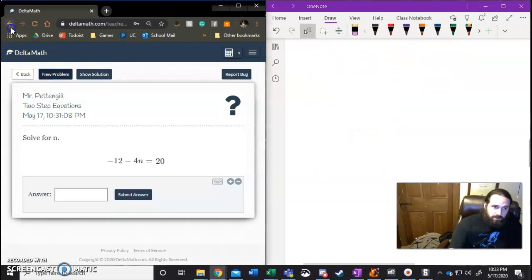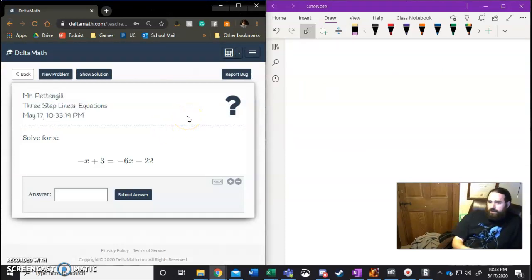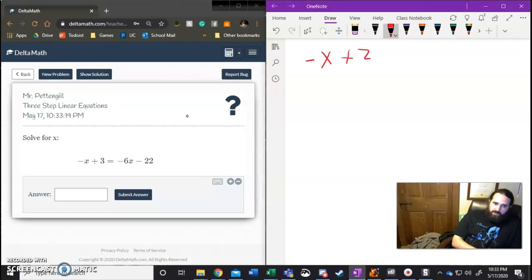Now, onward to 3-step equations. The big thing that most 3-step equations have, unless they have distribution going on, is there's a variable on both sides. Well, negative x plus 3 equals negative 6x minus 22. That's my equation. I always want the variable on one side. There is no debate about it. There's never an option. To solve this problem, all the x's have to be on one side. So I'm just going to take care of that.